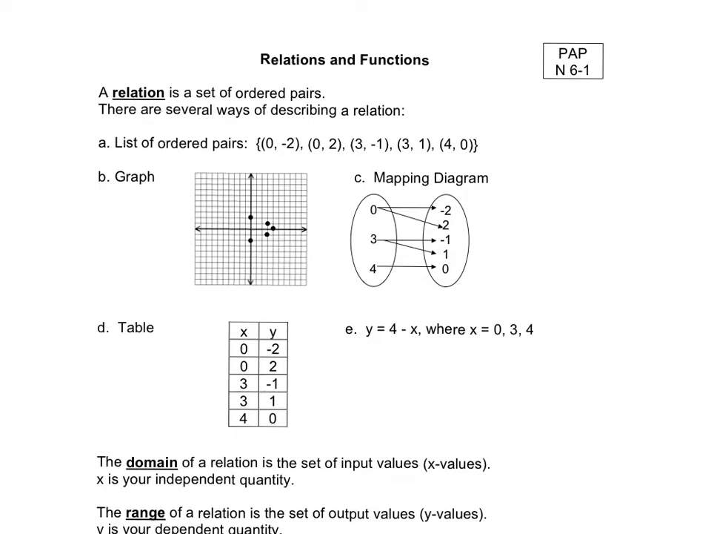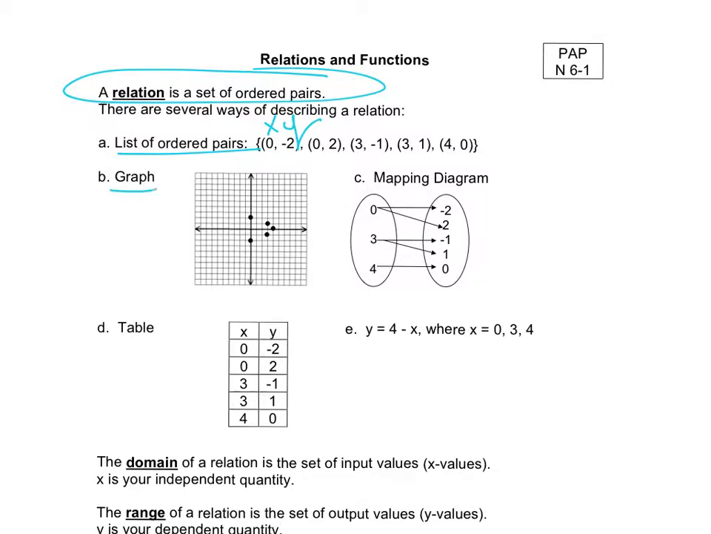On note 6.1, we're going to be looking at relations and functions. A relation is a set of ordered pairs. So anytime you have more than one ordered pair, that's considered a relation. There are several ways of describing a relation. You can have a list of ordered pairs. Remember, X comes first and then Y.